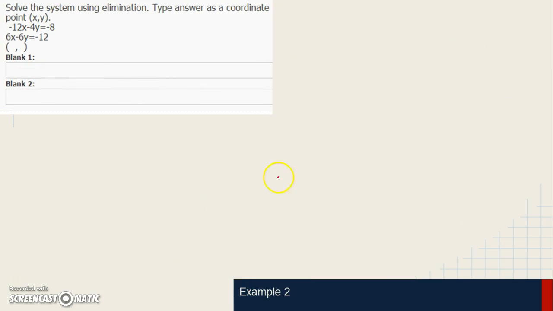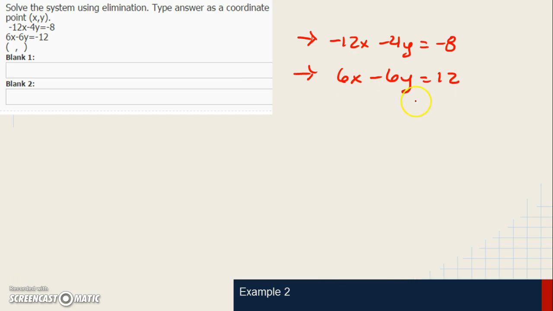Okay, example number 2. As I go through this example, I do not want you to fill in the words because we've done that in example 1. Now I want you to fill in the equations, and I'll draw arrows at the equations that I want you to type into your notes. So here we have the first equation, negative 12x minus 4y equals a negative 8. And then the second equation I want you to type in is 6x minus 6y equals 12.